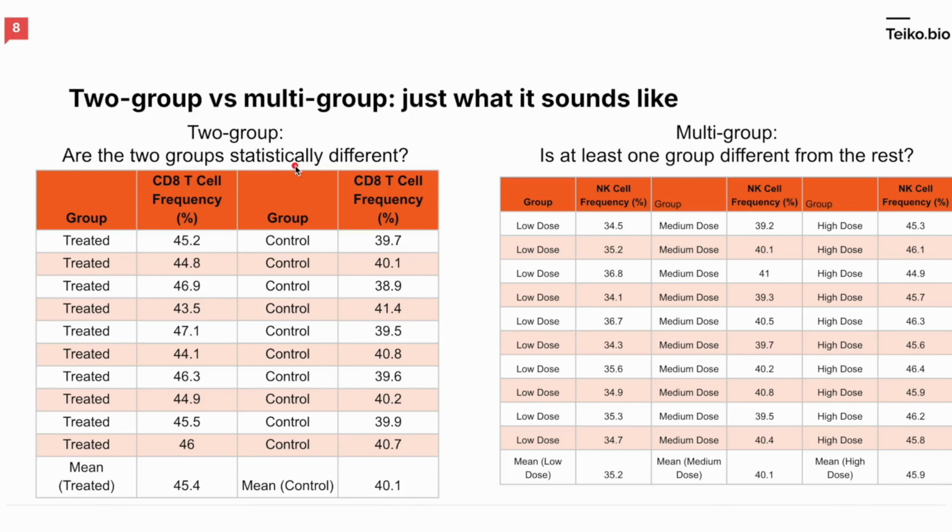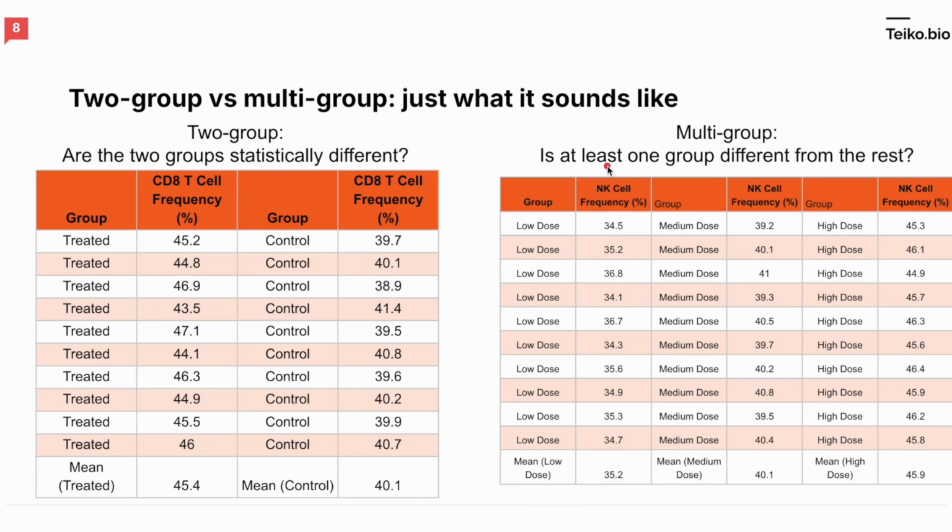Okay. Now moving to two-group versus multi-group, which is exactly what it sounds like. So two-group, you're asking, are there exactly two groups that are statistically different? So here you can have a treated group and a control group. You can have a measure like the CD8 T cell frequency, and you want to see, across these two groups, are they statistically different?